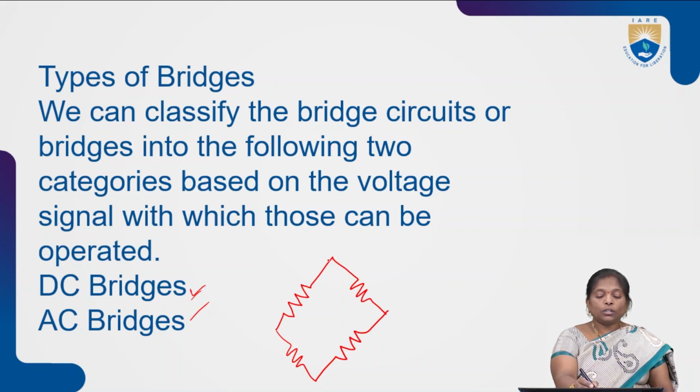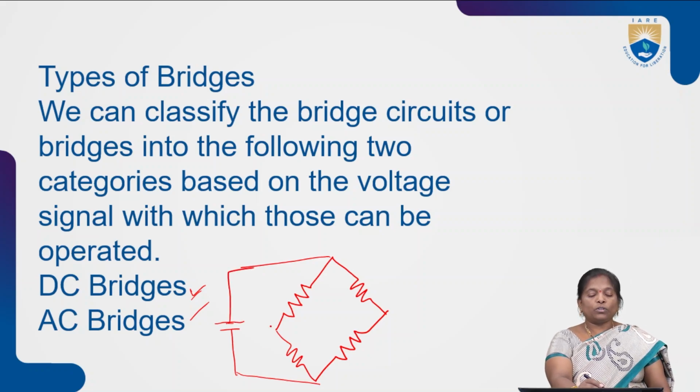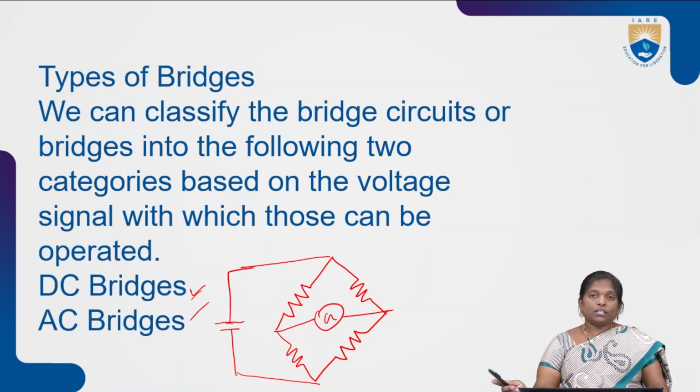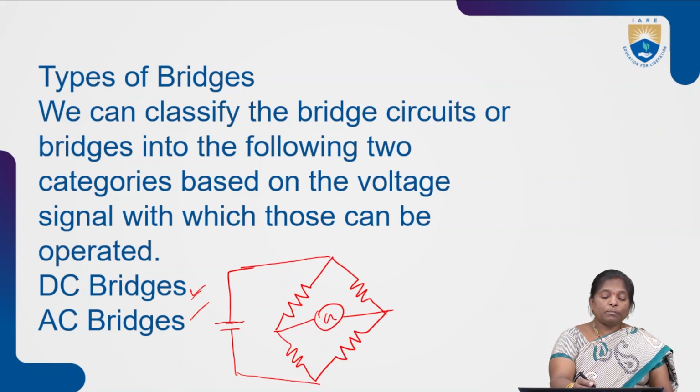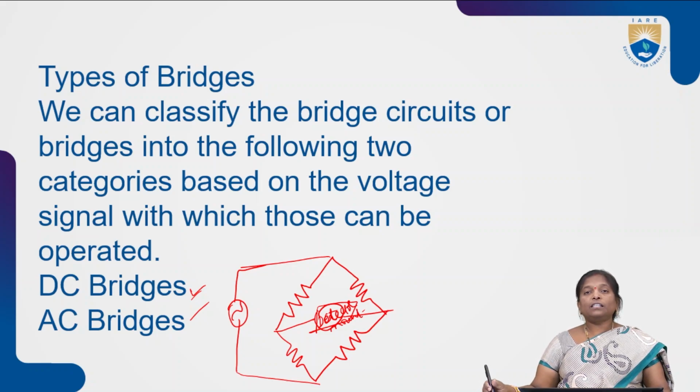In this bridge, 2 arms of the bridge are connected to a potential or supply voltage, a DC supply voltage, and the remaining 2 arms of the bridge are connected to a galvanometer. This is a DC bridge. And coming to the AC bridge, in AC bridges, 2 arms of the bridge are connected with an AC voltage, whereas the remaining 2 arms are connected to a galvanometer or detector. So we have finally 2 types of bridges, AC and DC bridges.